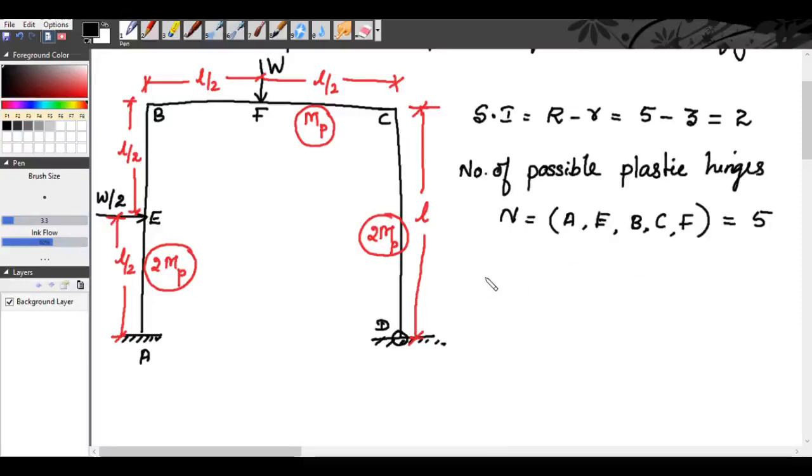Now, we will see the number of independent mechanisms. So next is the number of independent collapse mechanisms.